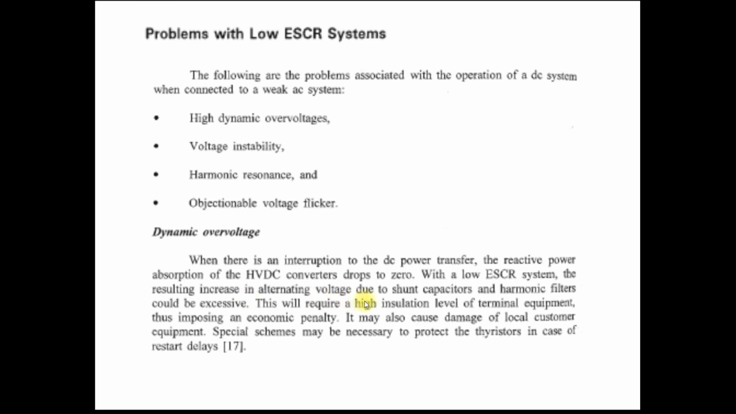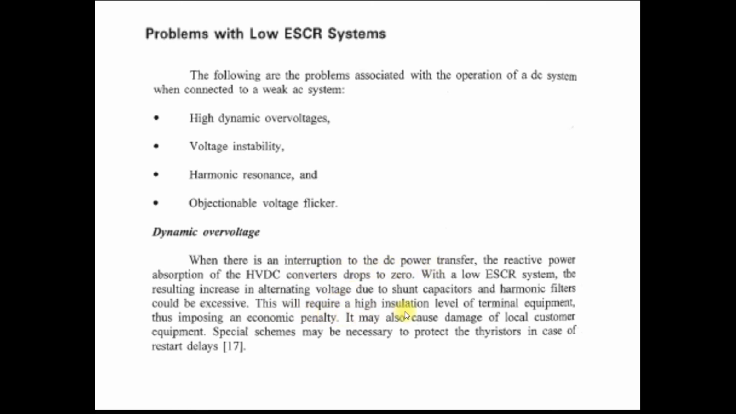So with the low effective short circuit ratio system, the result is an increase in the alternating voltage, because the reactive power requirement is reduced because the converter is off. So at the converter side, we have an excess amount of reactive power. When there is an excess amount of reactive power, the voltage increases. That's why I've written here, the resulting increase in the alternating voltage due to the shunt capacitors and the harmonic filter, because both are providing the reactive power. But now we do not require the reactive power because there is an interruption of the DC power.